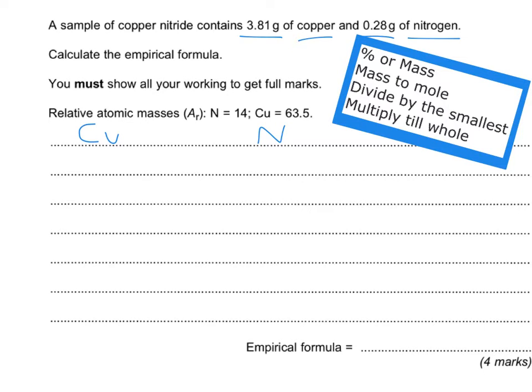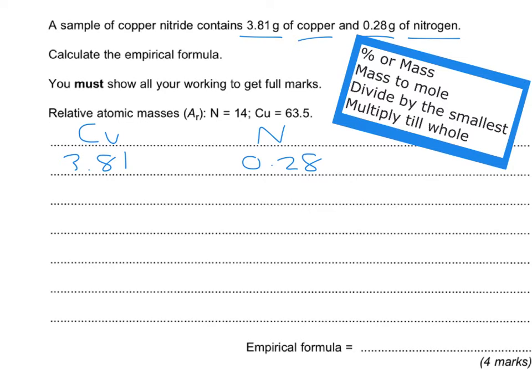And the next thing we're going to do is, as the rhyme says, write down the percentage or mass. Well, in this question, we've been given masses. So for copper, it's 3.81, and for nitrogen, 0.28. Right, our next step is to work out the number of moles.